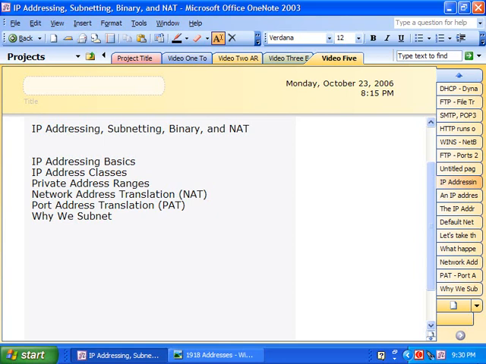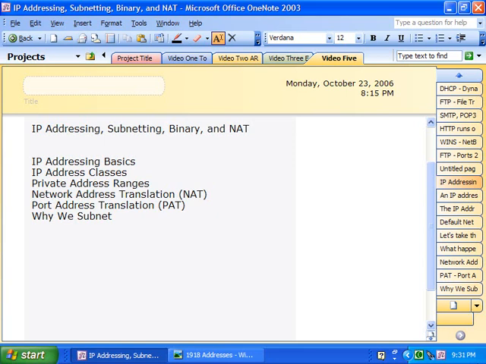So we'll take a look at that, the default IP address classes, and private address ranges, where they're defined, what they are, and why we have to use them in the first place, which directly ties into a discussion of NAT and PAT, network address translation and port address translation. Very closely related, they really do the same thing with one major difference in their operation.